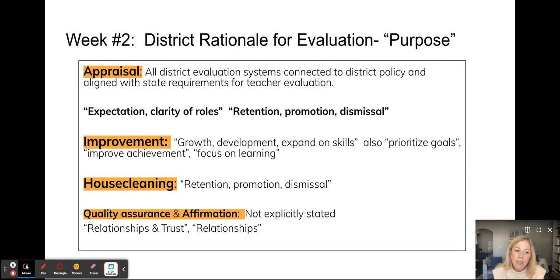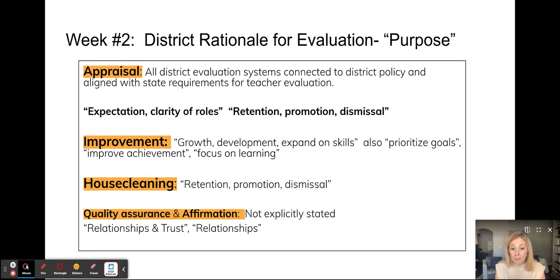Then finally, I did want to address quality assurance and affirmation. These were two areas that in some students' reflections for week 2, they talked about, our rationale for evaluation doesn't really address this explicitly, either of these two. But you reflected that that's important. So I do want to address these two things, and give you examples of why both of these things are an important purpose for evaluation.